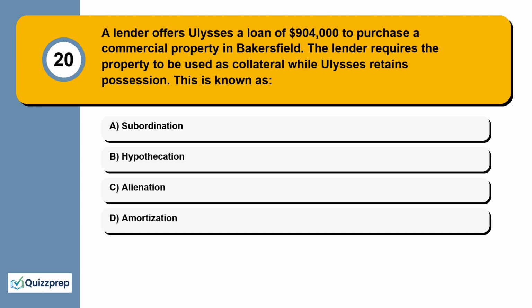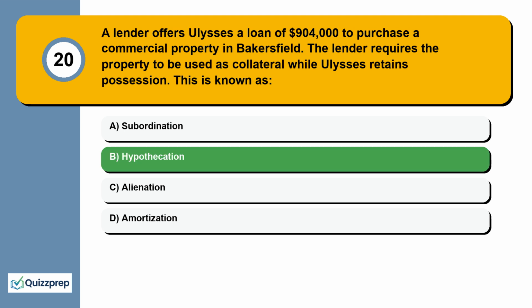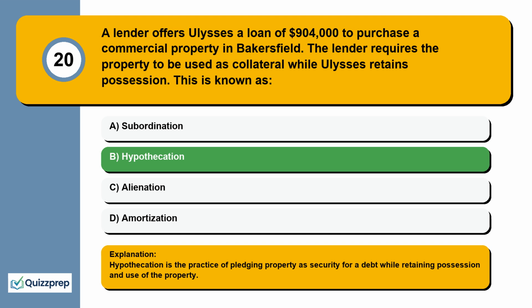Question 20. A lender offers Ulysses a loan of $904,000 to purchase a commercial property in Bakersfield. The lender requires the property to be used as collateral while Ulysses retains possession. This is known as subordination, hypothecation, alienation, amortization. Hypothecation is the practice of pledging property as security for a debt while retaining possession and use of the property.